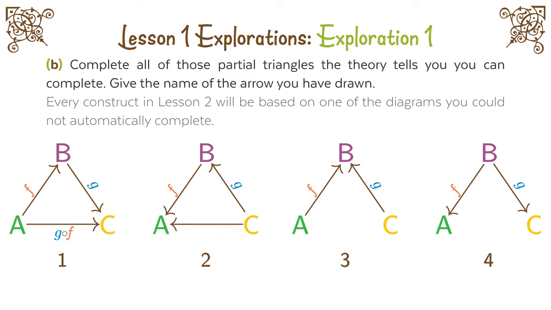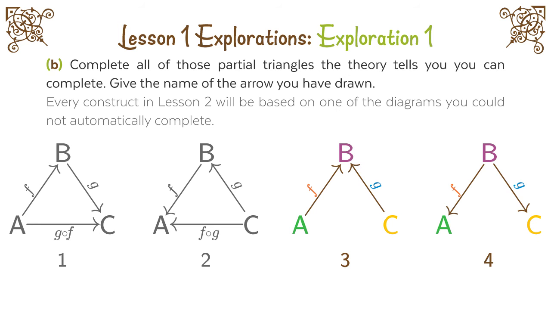In diagram 2, we also have a path from C to B and from B to A, so we can form the composite from C to A, and in this case, it should be named F following G. In diagrams 3 and 4, however, you cannot automatically add an arrow A to C or C to A in either case. There are special cases when you can. Understanding those cases and what information or structure such an arrow will produce will be our goal for the rest of our exploration of category theory.